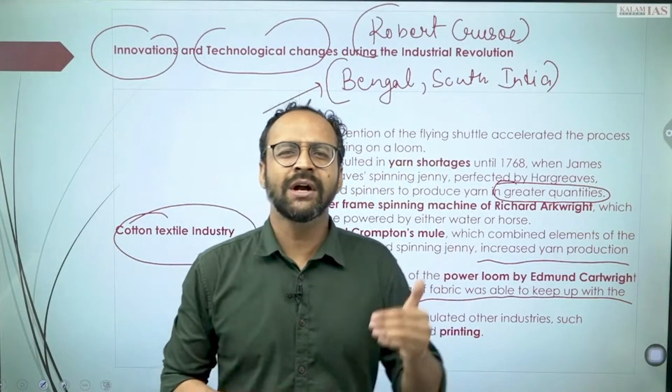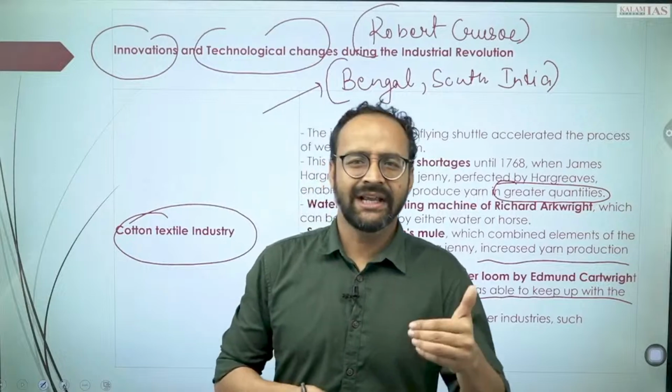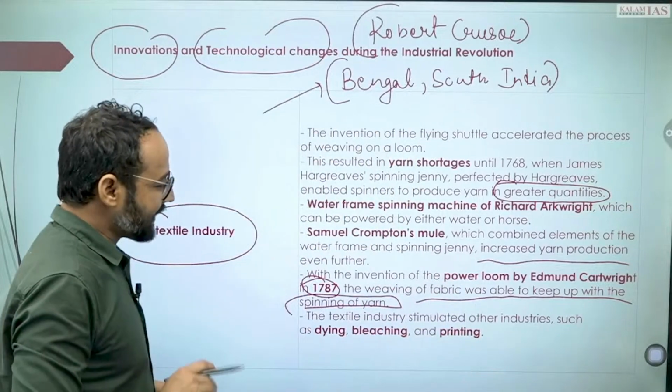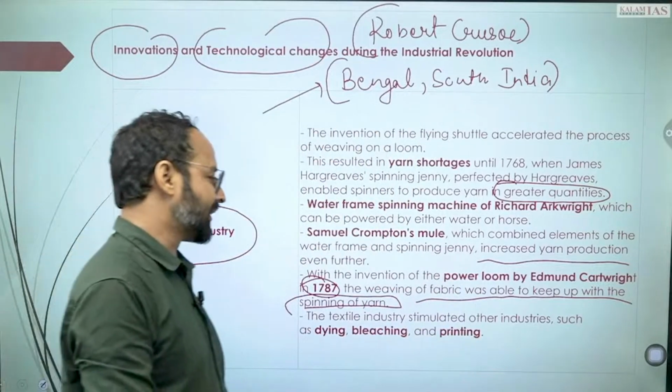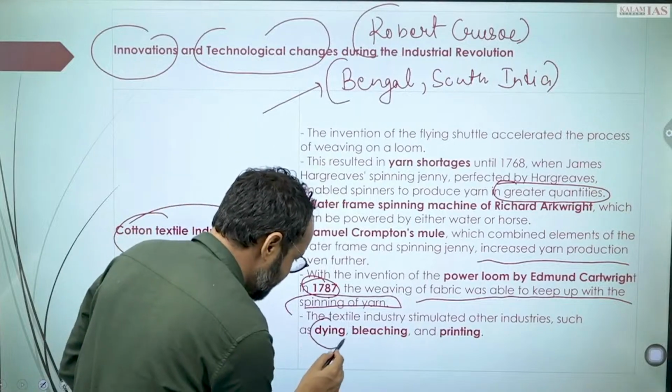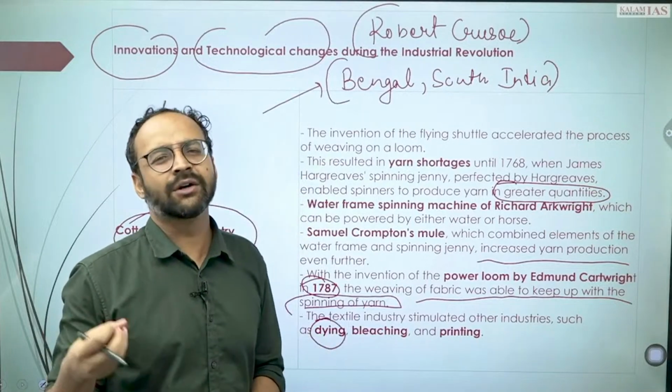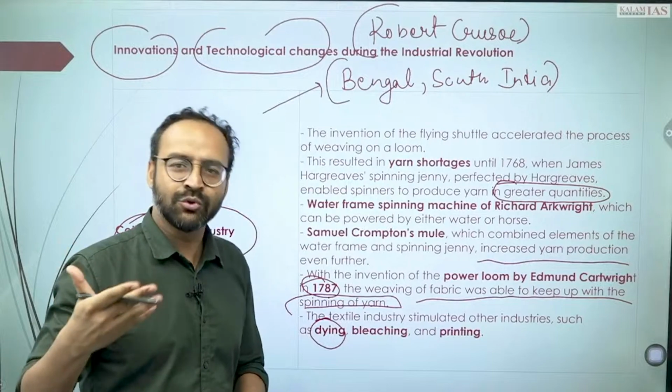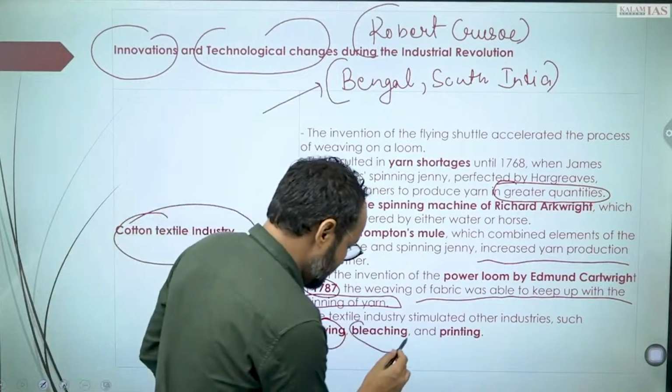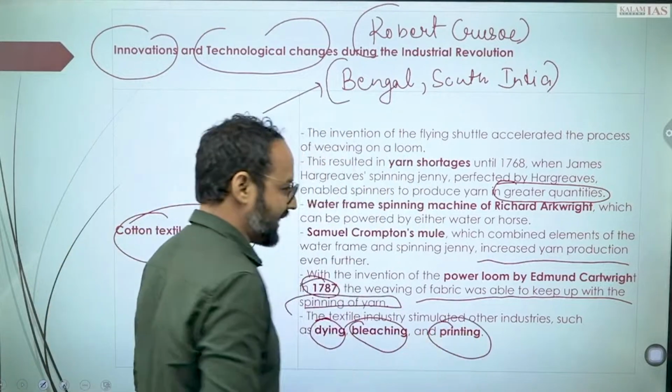It ultimately led to deindustrialization in India. The textile industry stimulated other industries such as the dyeing industry. So we had indigo being produced in India, bleaching and printing.